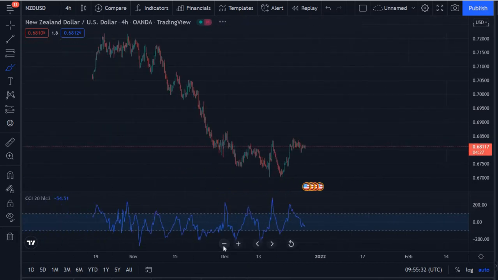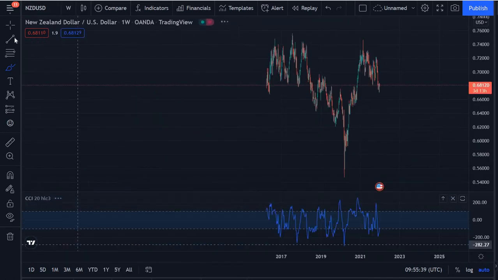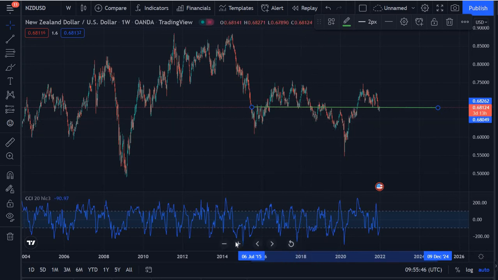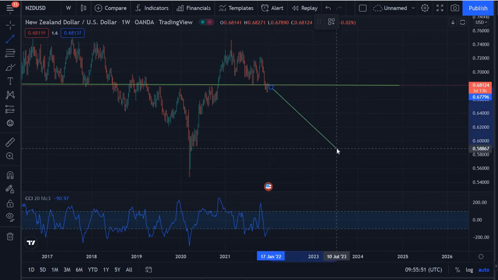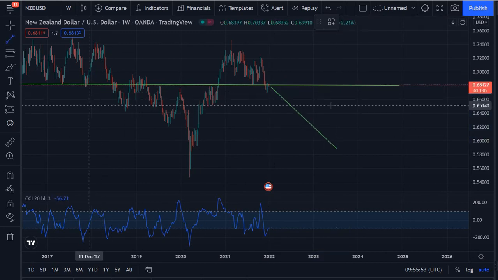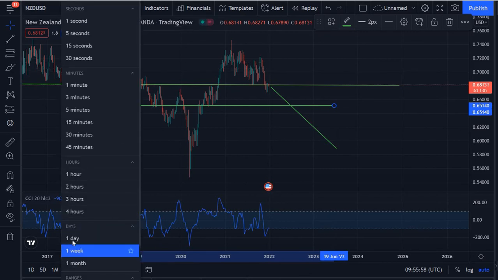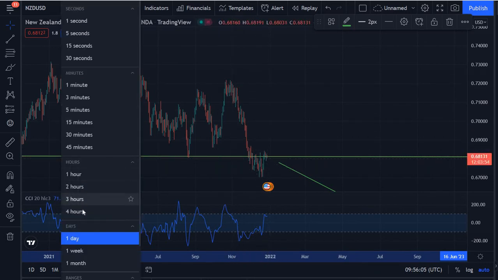Taking a look at the New Zealand USD. So on the weekly chart, we broke this previous support and resistance line, and now we are going for the retest, which means we could here go lower to, this would be the first target. On the daily here, well, here pretty much at the retest still.